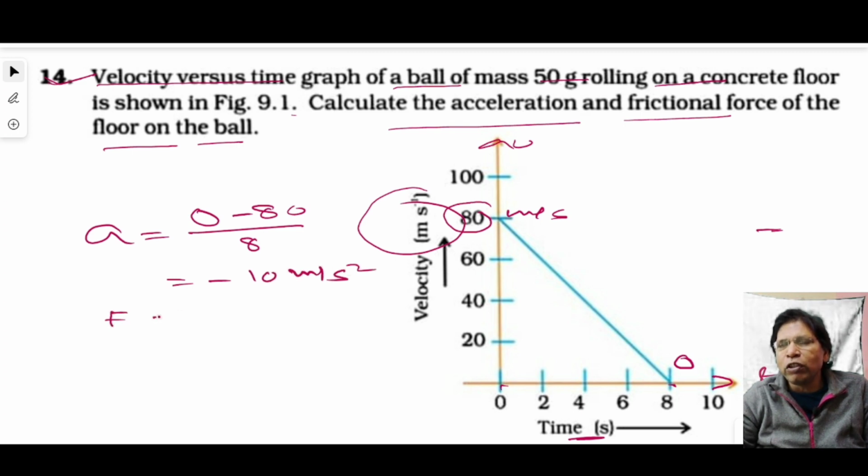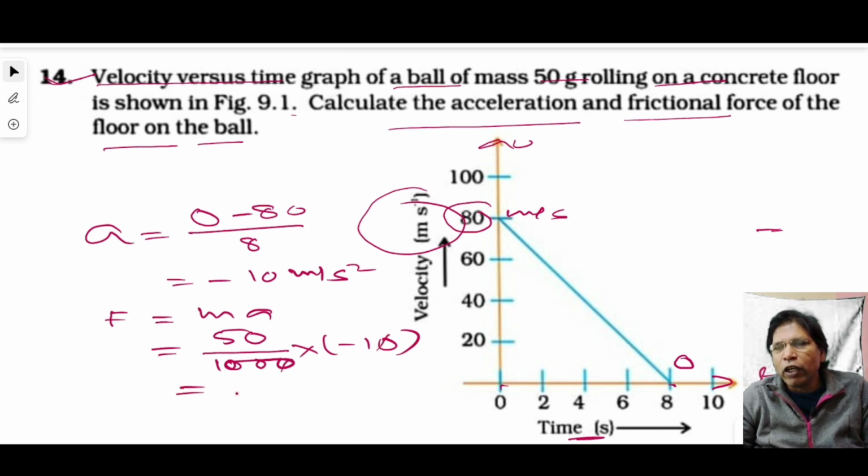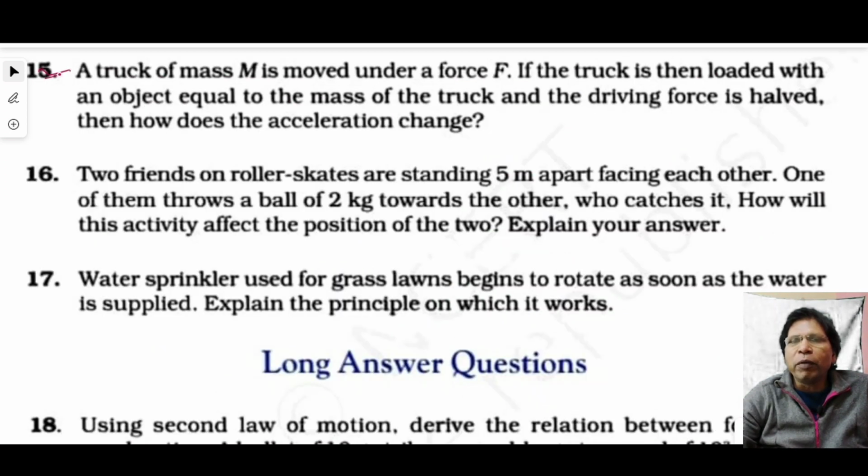Now you know force is mass times acceleration. Here the mass is 50 gram. It should be converted into kg. So 50 divided by 1000 is the mass of the body, and the acceleration is minus 10. Now this 0 and this 0 cancel out. So minus 0.5 Newton is the force acting on it. The negative sign implies it is a resistive force, that is, the frictional force. Okay, understood? Now question number 15.